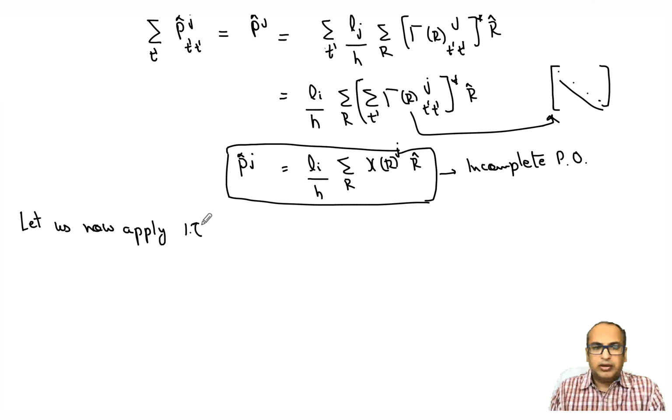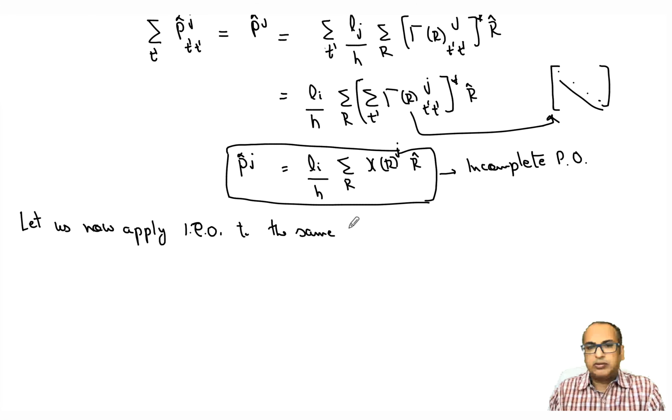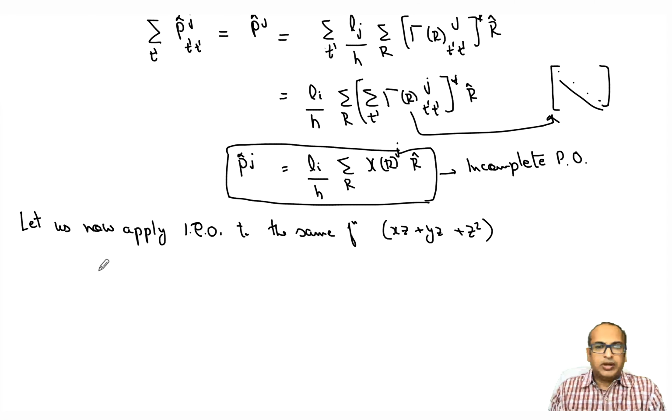the incomplete projection operator to the same function, which was xz plus yz plus z square. So even though we are taking the incomplete projection operator, the summation over all R still stands, and we cannot leave out the class elements, because the effect of different symmetry operators is different, even though they belong to the same class, their effect can still be different. So let us see that.